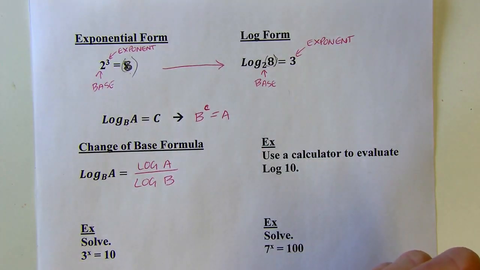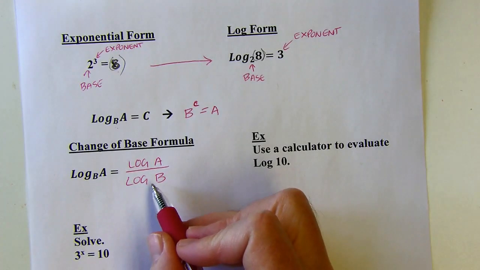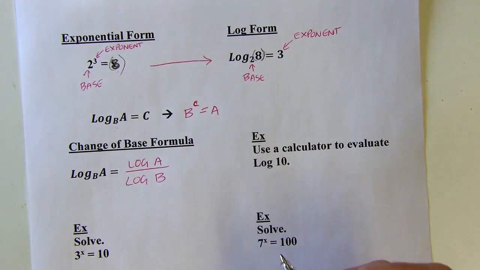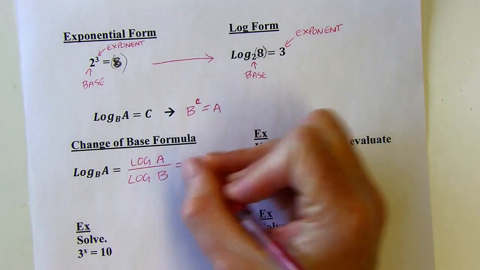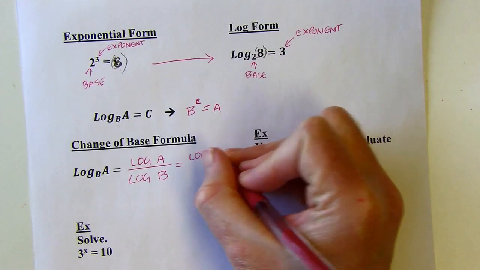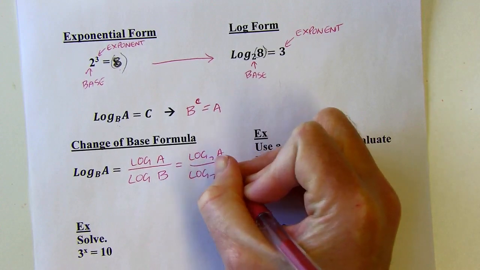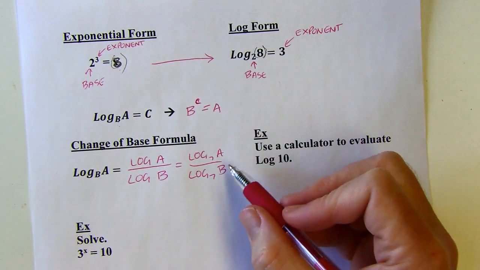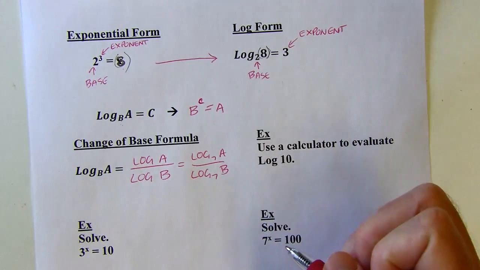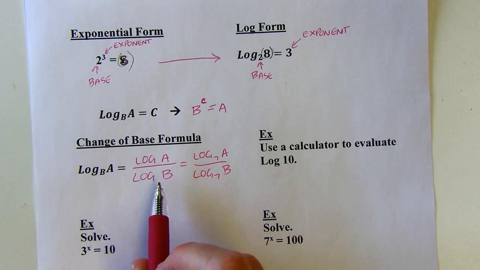Okay? And you can actually change this to any base. So you could write it without a base like that, which is actually base 10, and we'll get into that soon. But I could also put whatever base I want in. So say I wanted it in base 7 for some reason. As long as I have the same base on top and bottom of the fraction, it's going to work like that. Okay? Now it's really important you remember which log goes on top and which one goes on bottom.